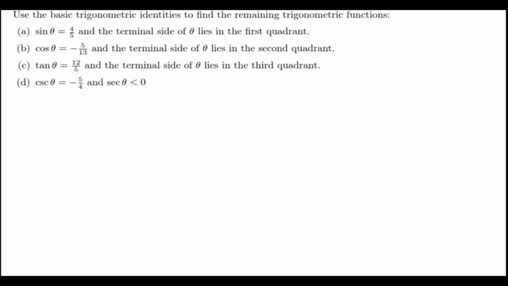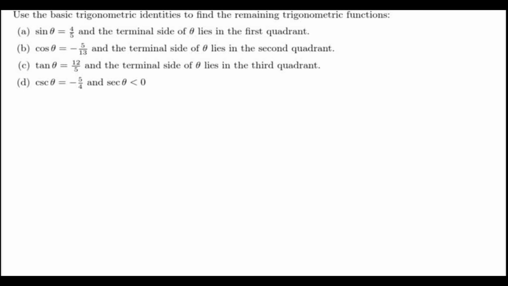So let's now talk about how to use the basic trigonometric identities to find the remaining trigonometric functions. I do have quite a number of questions with me here. The first one is sine theta is equal to 4 over 5, and the terminal side of theta lies in the first quadrant. So they want us to find the remaining trigonometric functions.